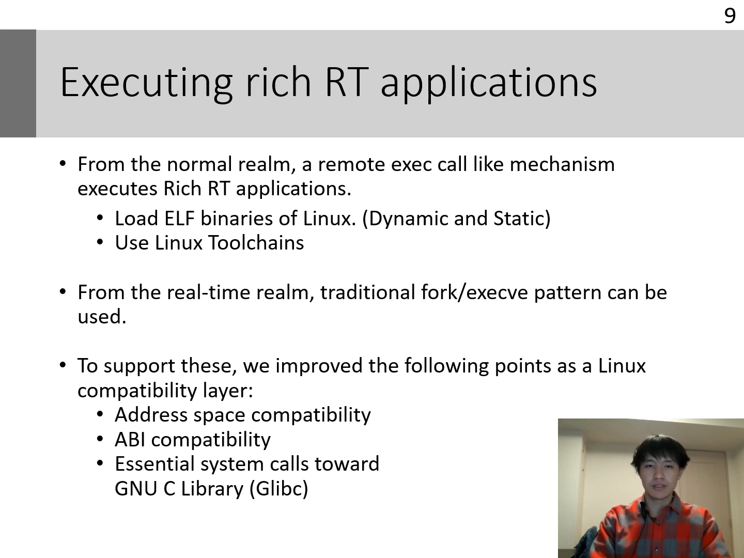To support this, we solve the following problems and implement them as a Linux compatibility layer in the Swift RTOS. First, we implement a separate and Linux-compatible address space for each process, and we also implement full API compatibility with Linux. Furthermore, we also added system calls which are essential for the GNU C library.